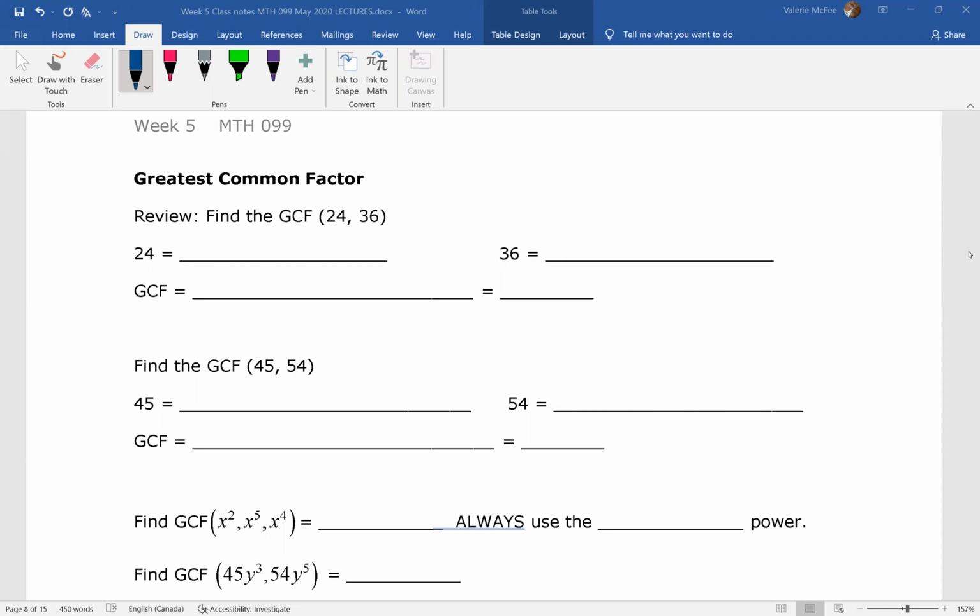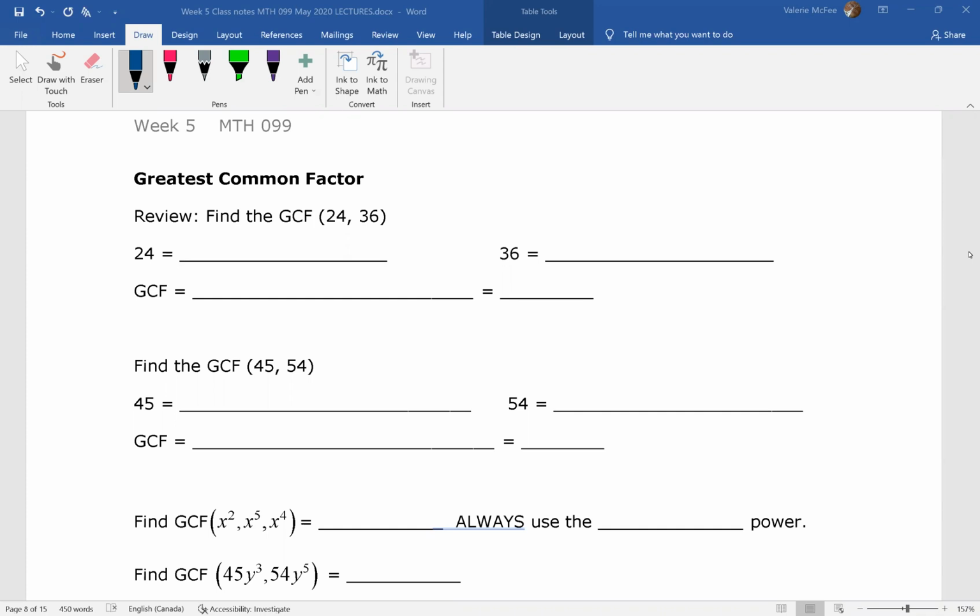You're going to use factoring in Math 99, Math 103, and even in your university classes like calculus. So you want to be very good at factoring before you leave Math 99. We're going to start with a review of the greatest common factor.